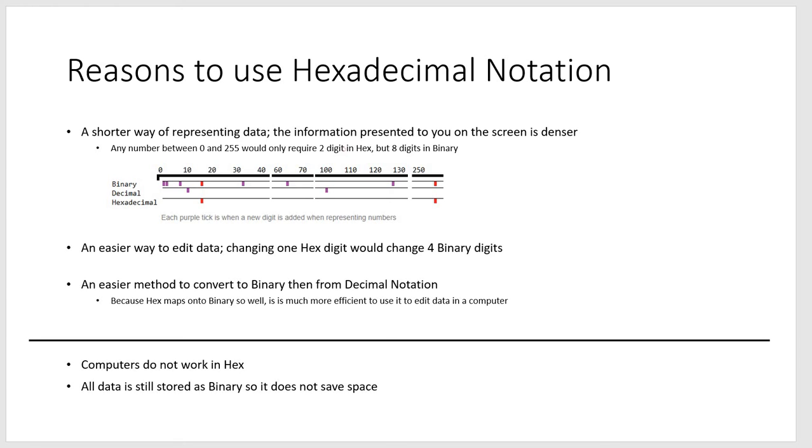Welcome everyone to part 5 of the hexadecimal notation lesson. In this part we're going to be looking at the reasons why we use, as computer scientists, this notation called hexadecimal. So starting off with the first point, it is a shorter way of representing data, right?